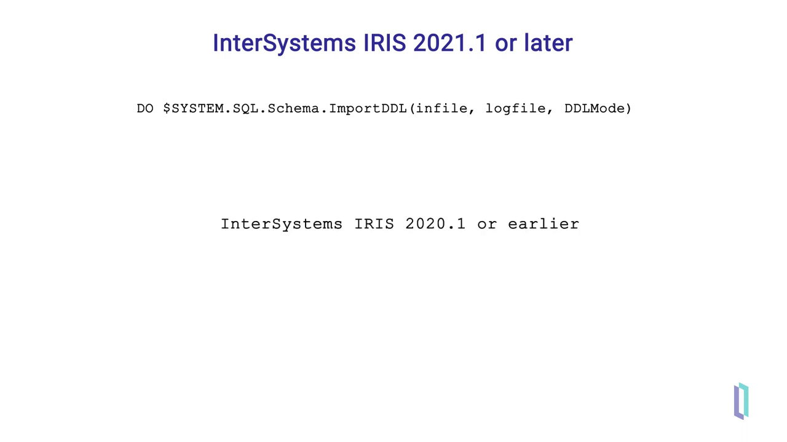The exact command to import your DDL script depends on which version of InterSystems IRIS you are using. If you are using InterSystems IRIS version 2020.1 or earlier, the command is do $system.sql.ddl import, followed by three required parameters and up to 6 optional parameters inside parentheses. DDL mode is the first parameter. The second parameter is no longer used and should be left blank. Next is the InFile parameter, the full path name of the DDL script file you wish to import.